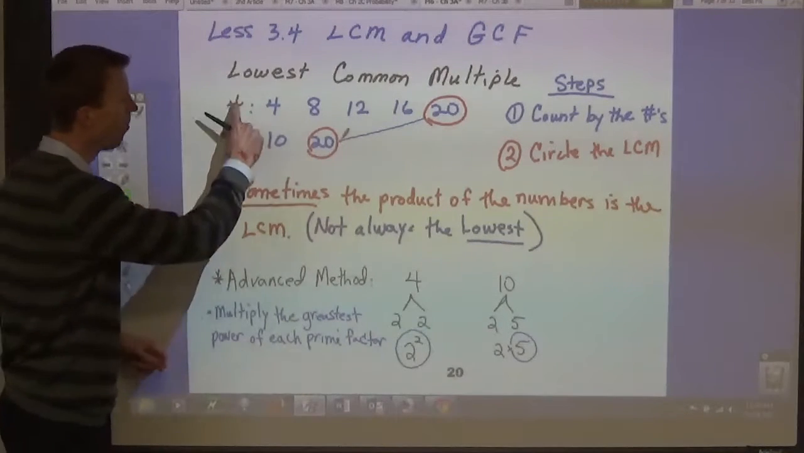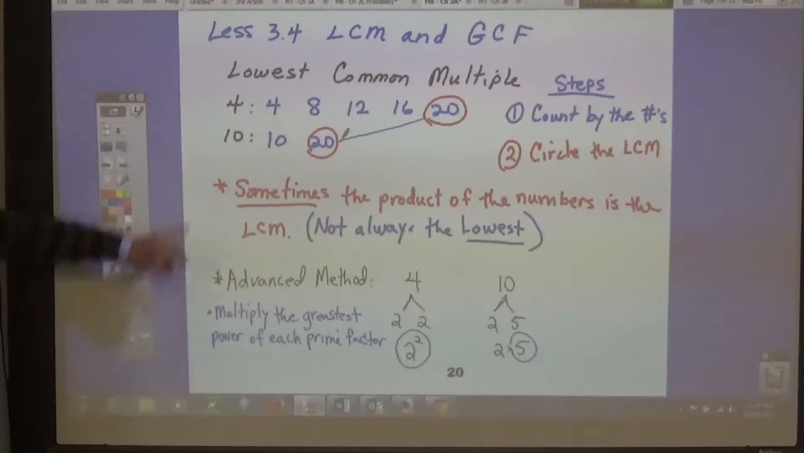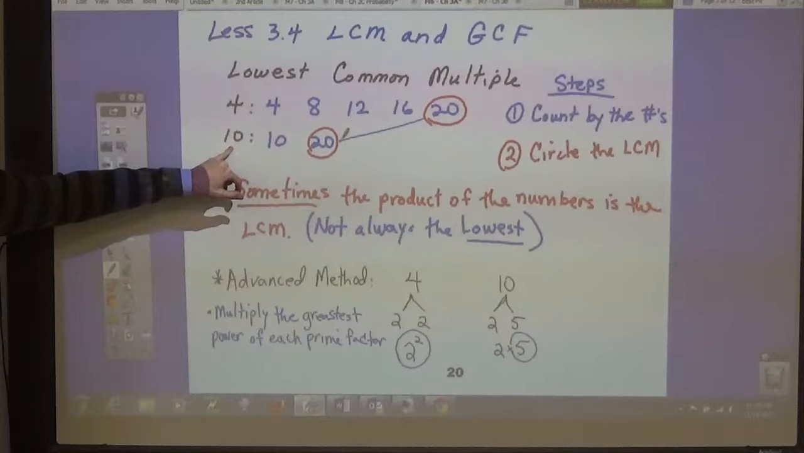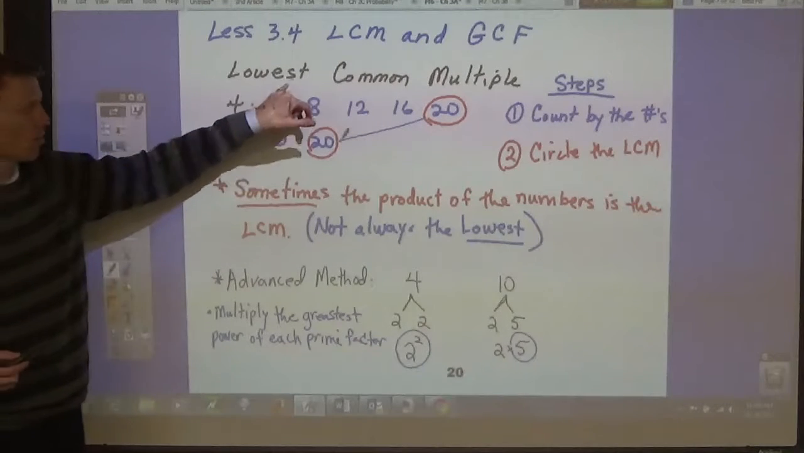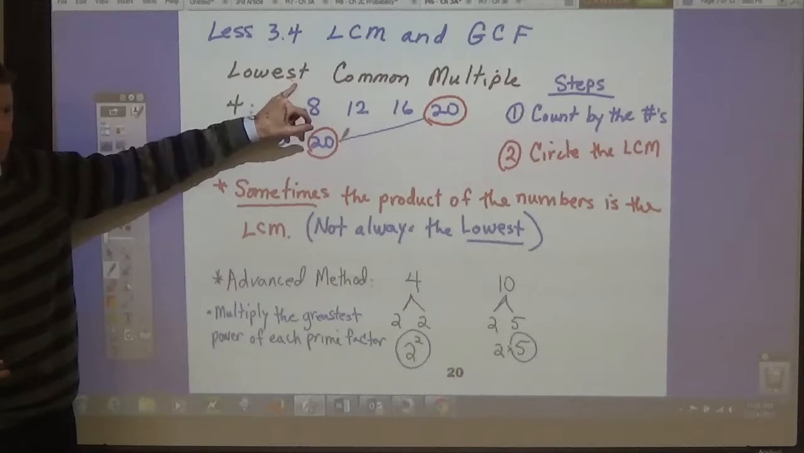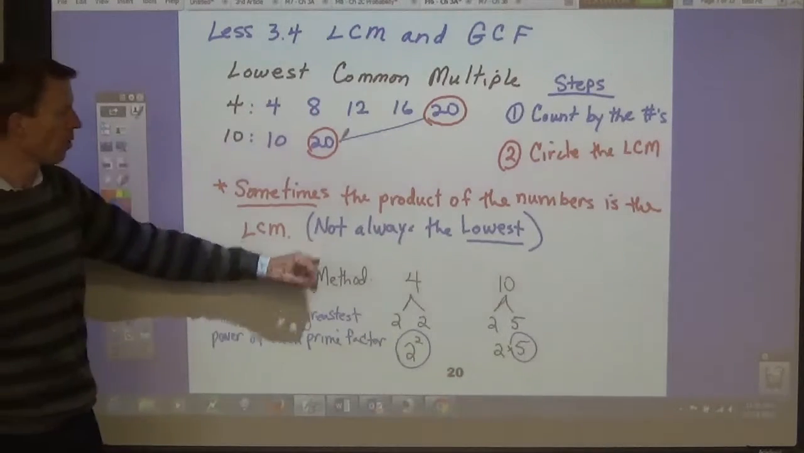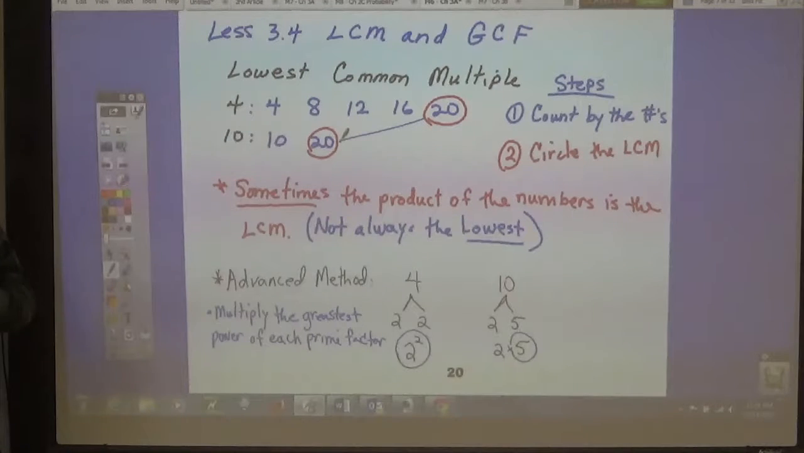Sometimes the product of the two numbers is the lowest common multiple. So 4 times 10 is 40. That is a common multiple, but is that the lowest common multiple? No, it's not always the lowest common multiple when you multiply the two numbers. When would it always be? Do you know when it would always be the lowest common multiple? Two prime numbers, like 5 and 7. The lowest common multiple would be 35, right?